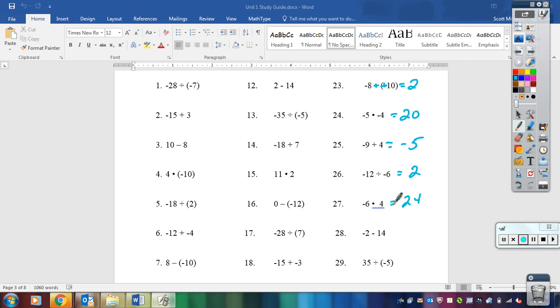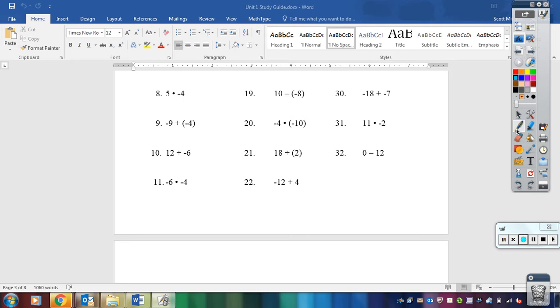6 times 4 is 24, signs are different, negative. We don't do subtraction, keep, change, change. They work together, negative 16. 35 divided by 5 is 7, signs are different, negative. They work together, 18 negatives and 7 negatives is 25 negatives. 11 times 2 is 22, signs are different, negative. We don't do subtraction, keep, change, change. 0 plus anything is negative 12, that's the additive identity.